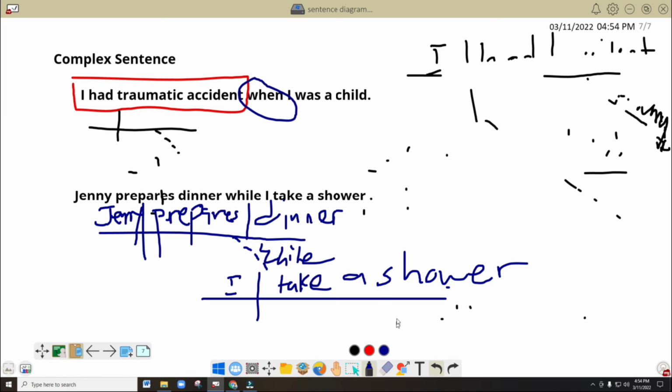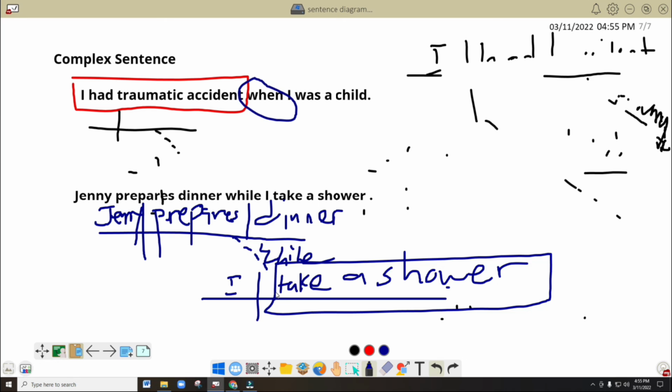So, sir, how about this? Don't you think that shower is a noun here? Now, if that will be a noun, then it means that it will become an object, right? So I shower, so it sounded like a verb too. So this one is just one verb. So it functions as one verb. Okay? So I take a shower. So Jenny prepares dinner while I take a shower.